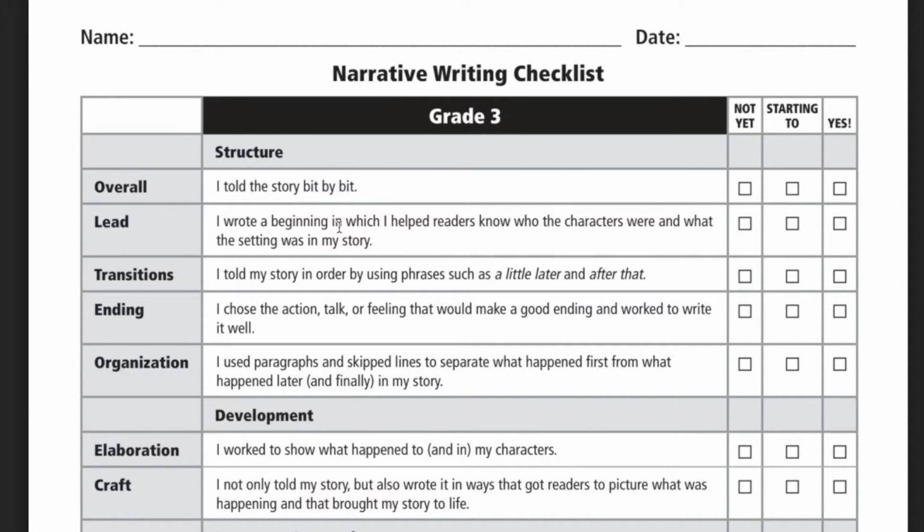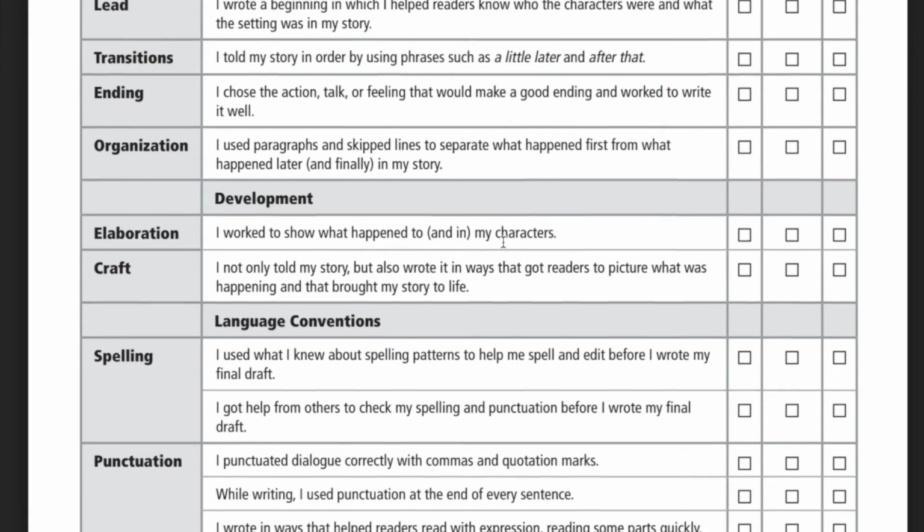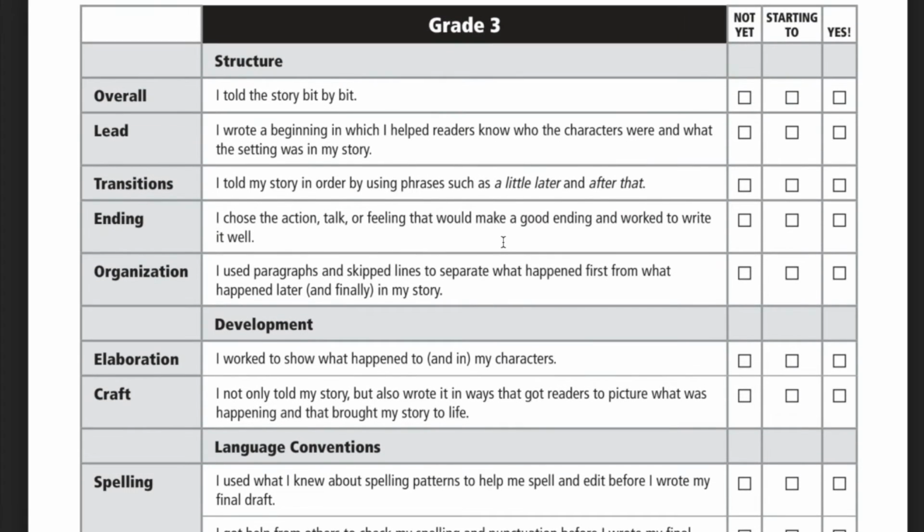Did you remember to write the beginning that helped the readers know who the characters were and what the setting was? Did you do that? You know what's cool about this checklist? If you forgot to do that, you can stop right there, right in the middle of the checklist, and go back and add that part to your story if you happen to forget it. So we're going to ask you to look through this checklist today and make sure that you have done those things in your writing. And if there's anything in that not yet column, well, go ahead and add it.